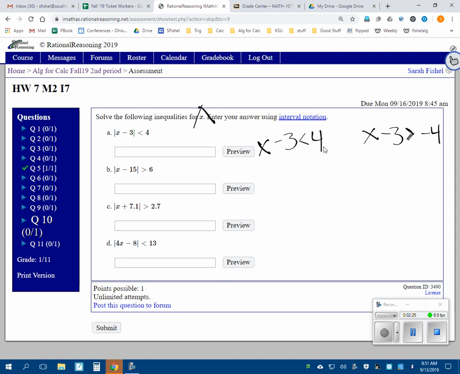Okay, is this one an and or an or? This first problem. How do you know? Good. So all of the less thans are ands, and all of the greater thans are ors. Okay? So then we would just add 3, x is less than 7, and x is greater than -1. They want your answer using interval notation. So how do we write this one in interval notation?